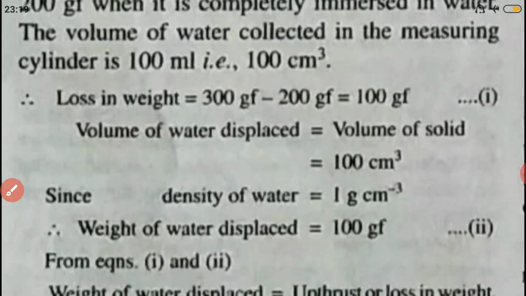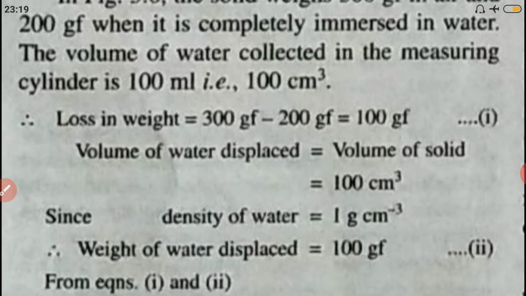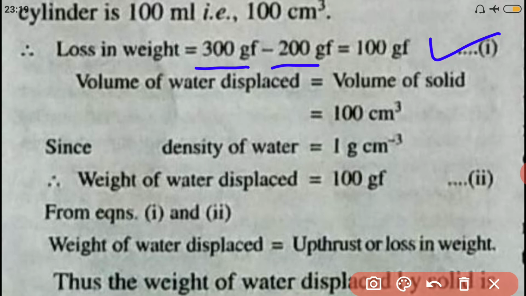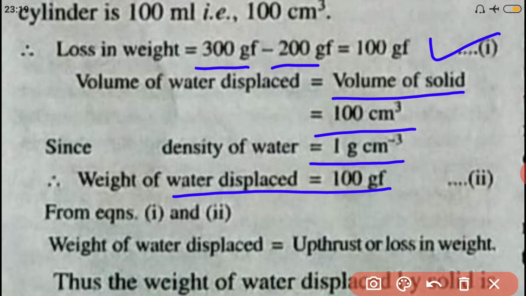Now coming to the calculation part, loss in weight is equal to 300 gram force minus 200 gram force, which comes to 100 gram force, right? So this must be your upthrust. Volume of water displaced should be equal to the volume of the solid, that is also 100 centimeter cube. Since the density of water is 1 gram per centimeter cube, the weight of the water displaced is 100 gram force.